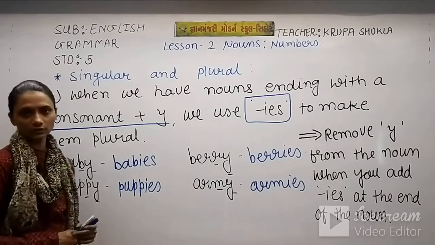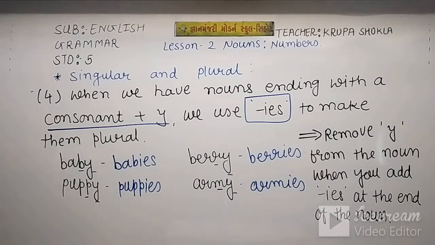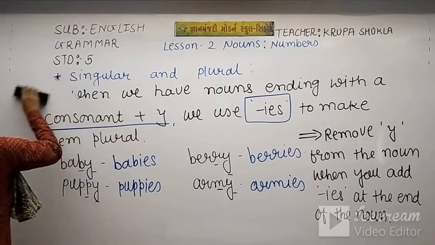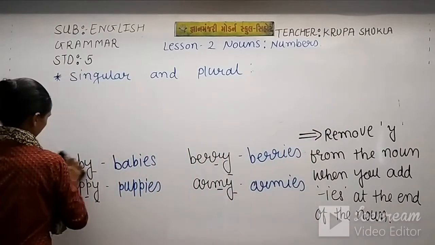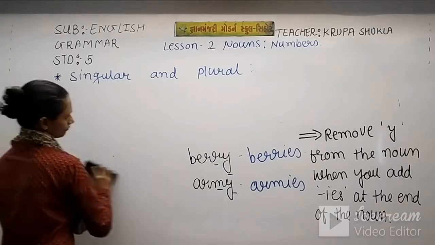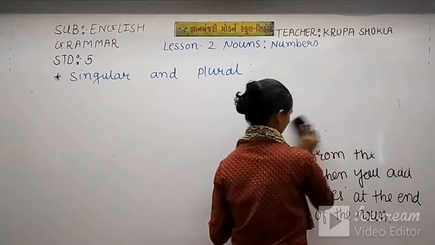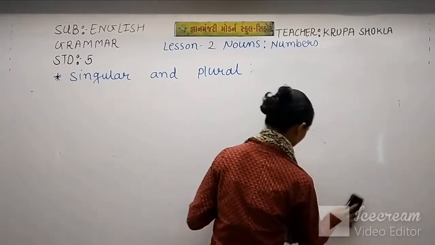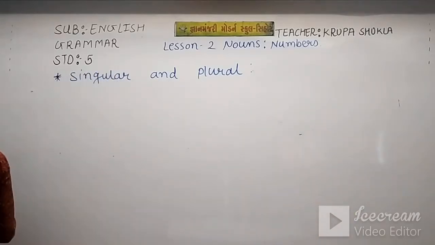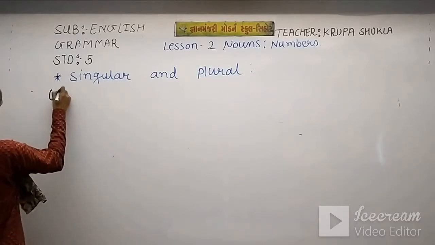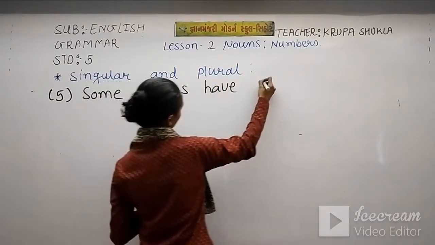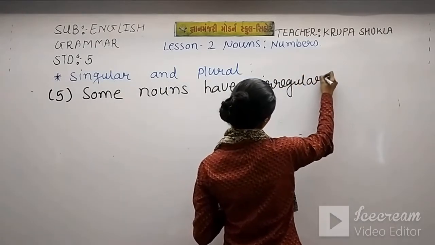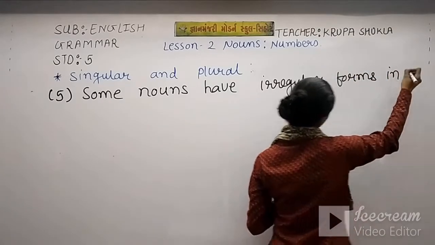Now we are going for rule number 5. Some nouns have irregular forms in plural.